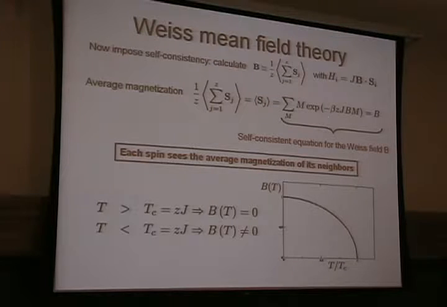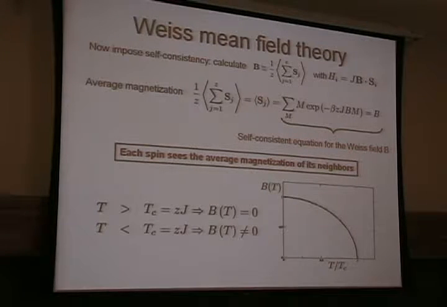If you look at this expression, you can write it out in terms of a Brillouin function and so on, but it doesn't matter. You have here the B field, which is something I don't know yet what it is. It appears on the left-hand side and on the right-hand side. So this is actually a self-consistent equation for the B field.